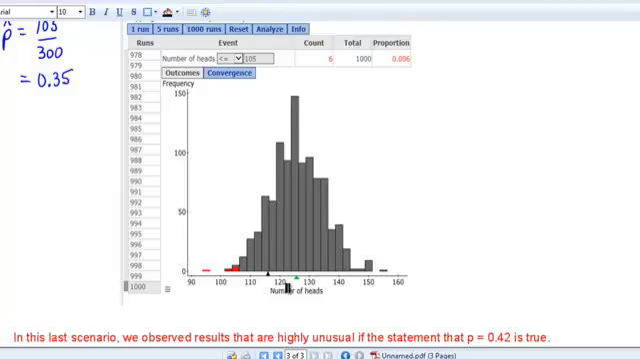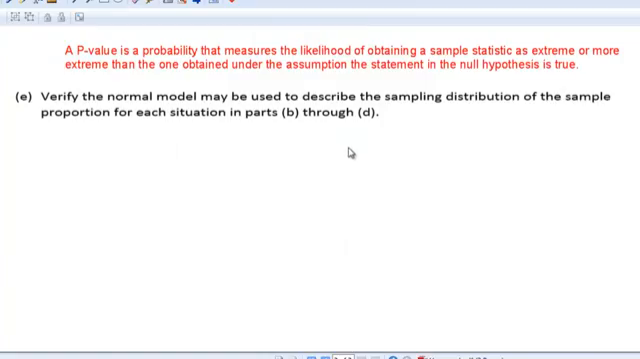So this type of outcome might suggest to us that we could use a normal model to do this analysis instead of this simulation. I mean, the simulation is going to work every time, and you could always do it, right? But the normal model, based on these outcomes, suggests that that might work as a way to do this analysis and obtain p-values as well. So check this out. We want to verify the normal model may be used to describe the sampling distribution of the sample proportion for each situation in parts B through D.